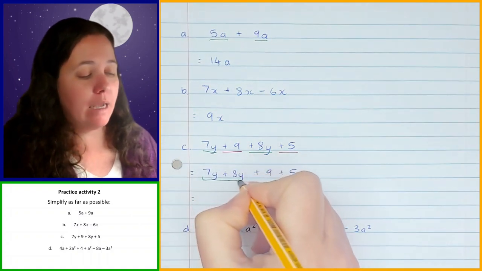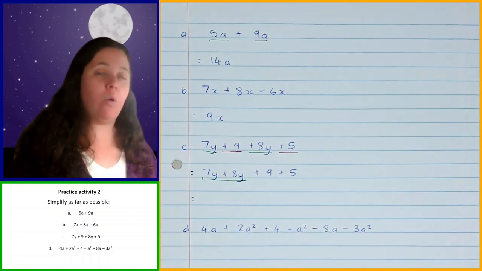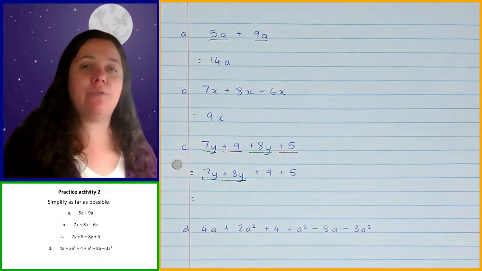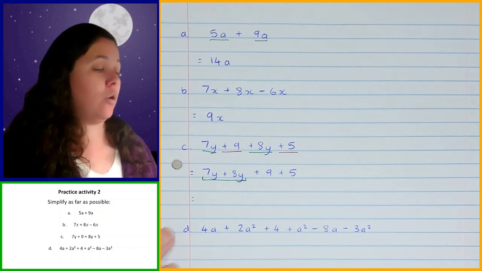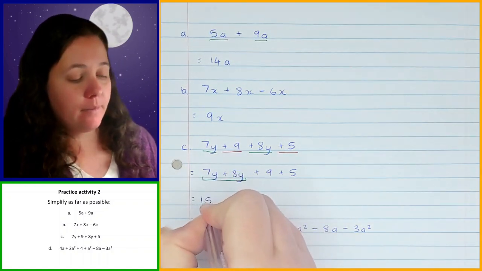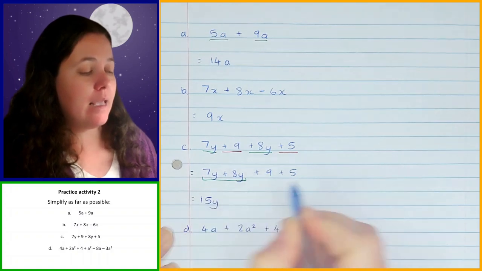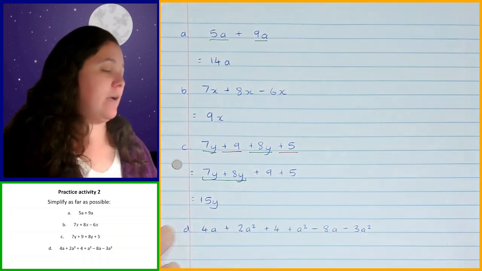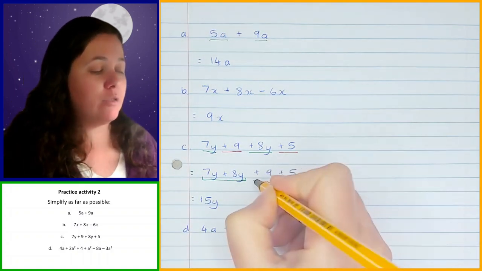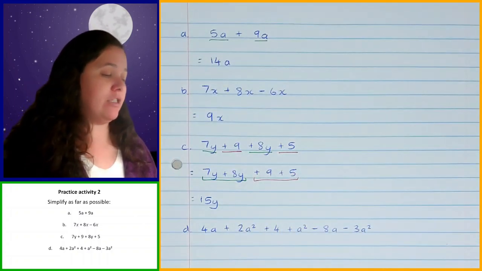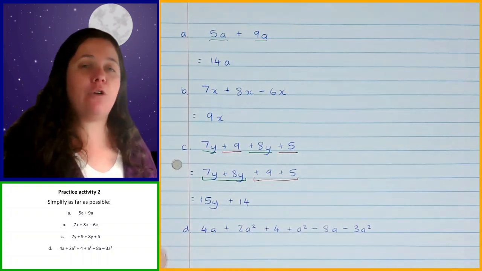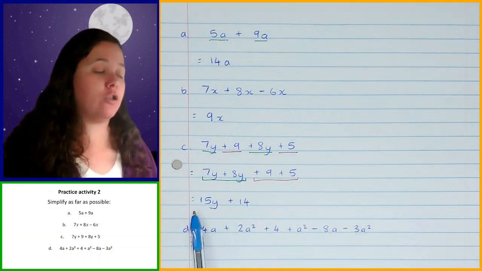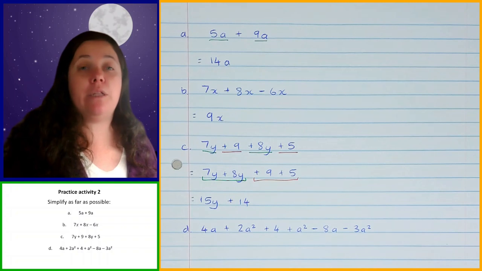Now I'm going to add all of my y's. I've got 7 y's and I've got 8 y's. How many y's do I have altogether? 7 plus 8 is 15. They didn't change their nature. They still are y's, so it's 15y. Then I've got plus 9 plus 5. These are just normal numbers that I'm adding, so plus 9 plus 5 is plus 14. And that's as far as I can go. I can't simplify that any further because those are not like terms.